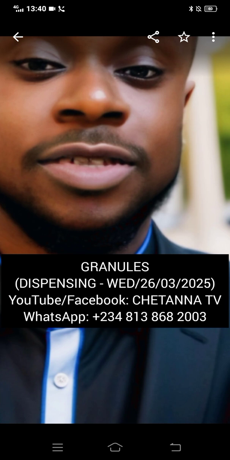Granules are agglomerated. Granules are powders agglomerated to produce large free-flowing particles. They are powders agglomerated to form free-flowing particles.